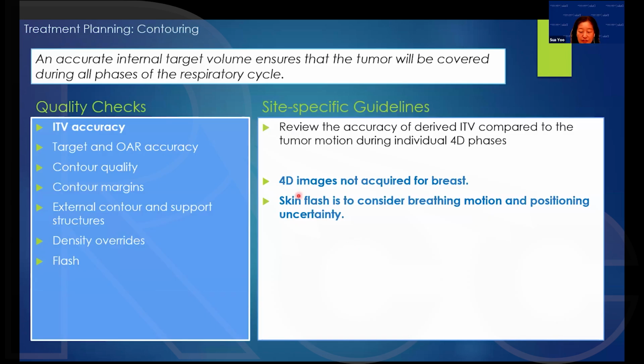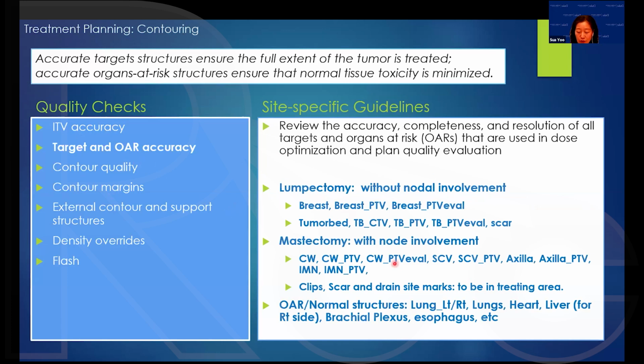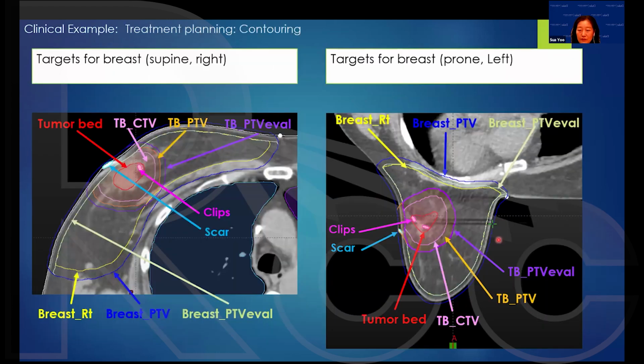Contouring, ITV: breast cases hardly ever do 4D images. Instead of drawing an ITV, we have skin flash. Target and OAR: we have a bunch of targets like breast, tumor bed, chest wall, and all the nodes, and the scar area is also a target. OAR, everybody knows the critical structures for breast: lung, heart, liver, plexus, esophagus, larynx, and all those. And let's look at the images.